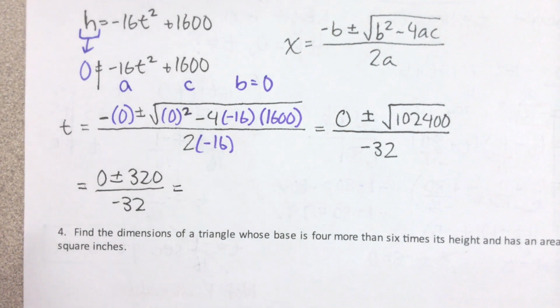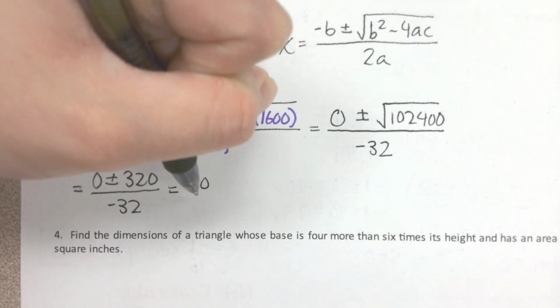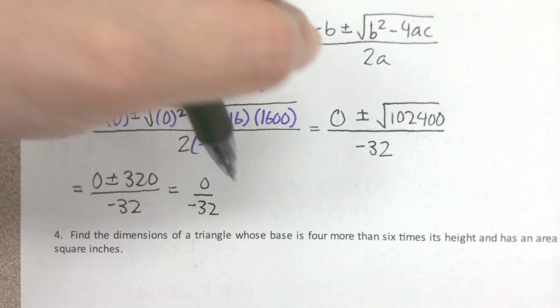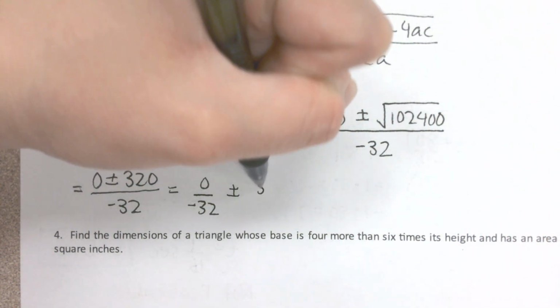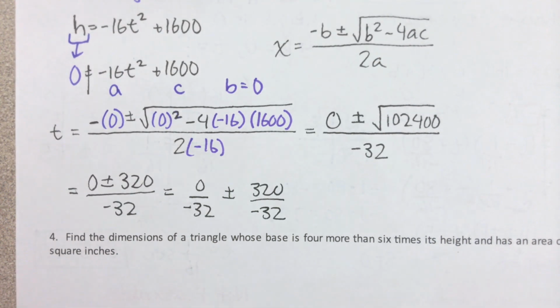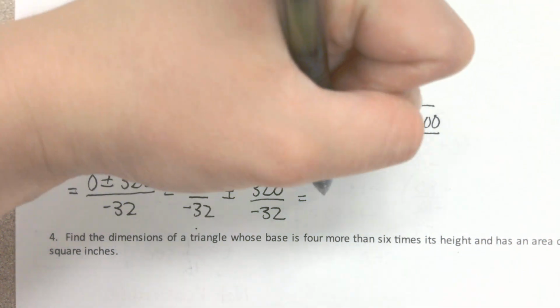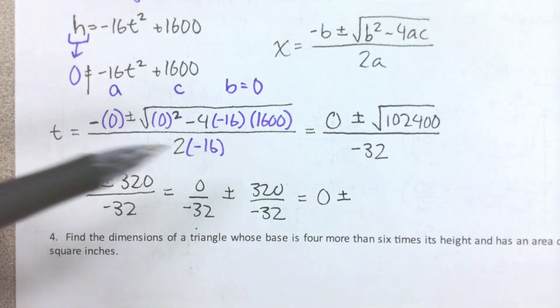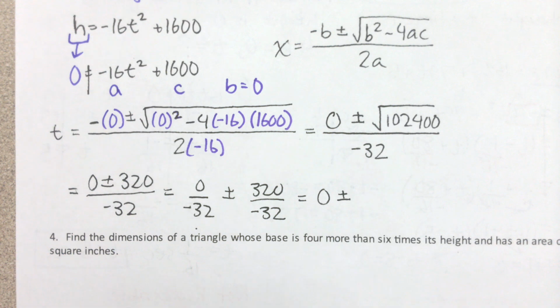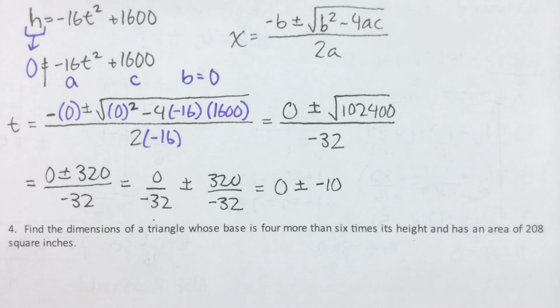Let's split this up into 2 fractions. We have 0 over negative 32 plus or minus 320 over negative 32. 0 over negative 32, that's just 0, plus or minus 320 divided by negative 32, that's actually negative 10. So 0 plus or minus negative 10.